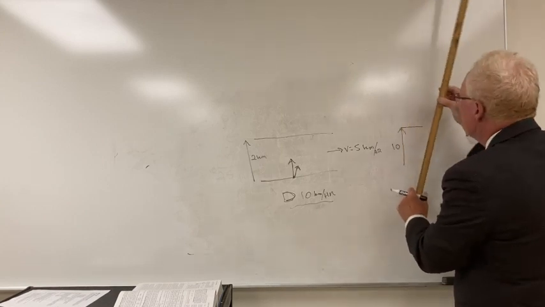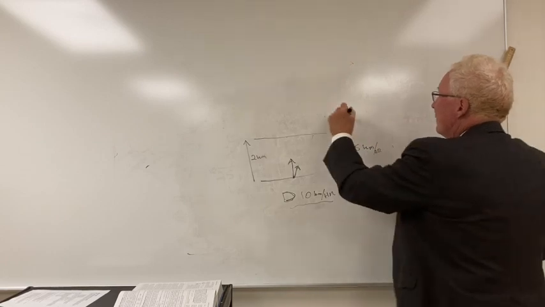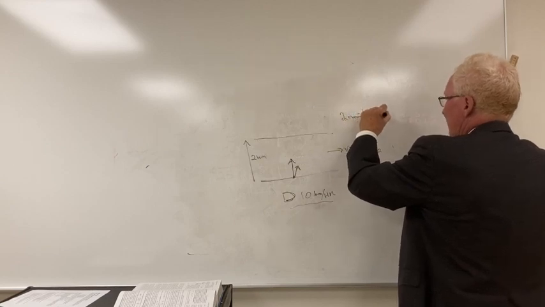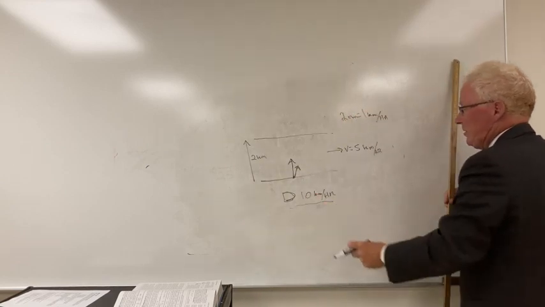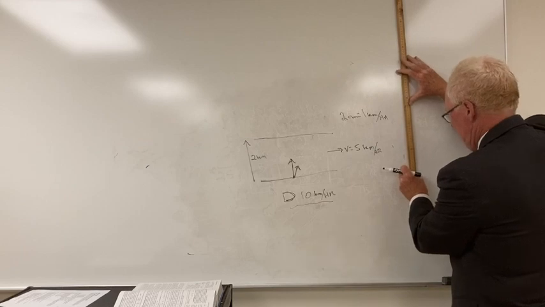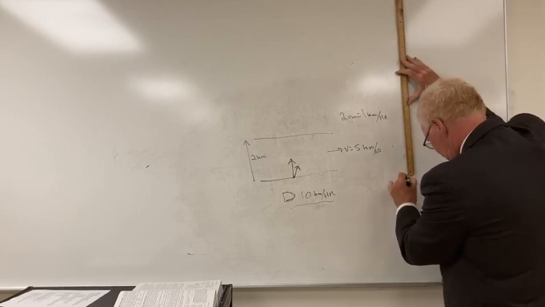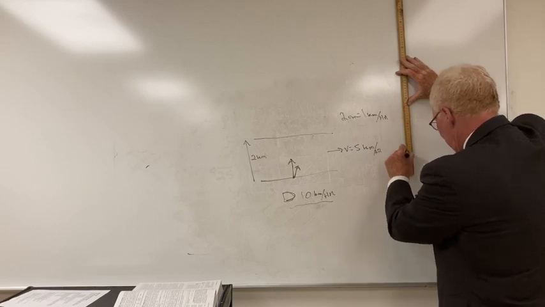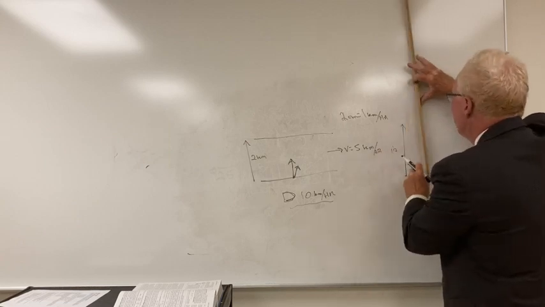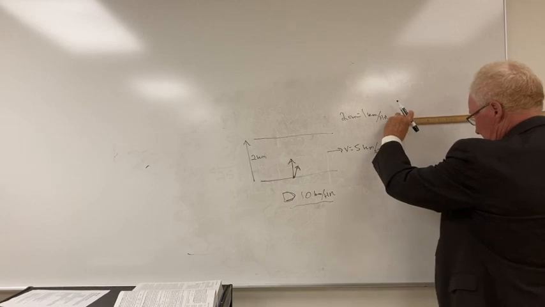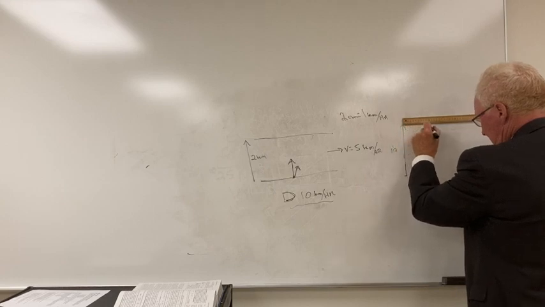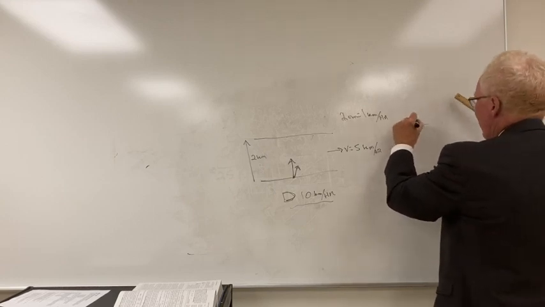And I'm going to do a scale of 2 centimeters equals 1 kilometer per hour. So 20 centimeters is going to represent 10 kilometers per hour, 10 centimeters will represent 5. So let's start from here. Go up 20 centimeters, representing 10 kilometers per hour. So that's 10. And then the current is going to take me over 10 centimeters. And that represents 5 kilometers per hour.